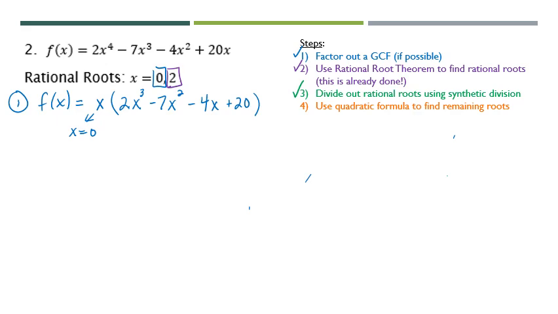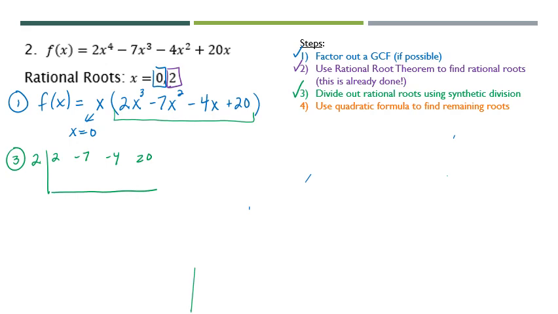So now when I do step 3, I'm going to be using this function, what was left over after I took that x out. For step 3, I'm going to do synthetic division with the number 2. And remember, I'm not changing the sign because I was given a solution and not a factor. Okay, so I'm going to put in all my coefficients, 2, -7, -4, and 20.